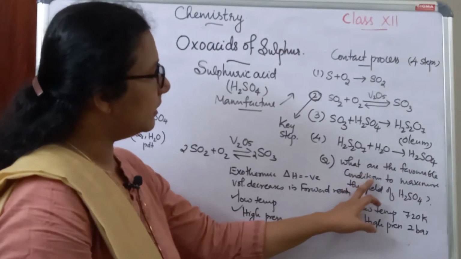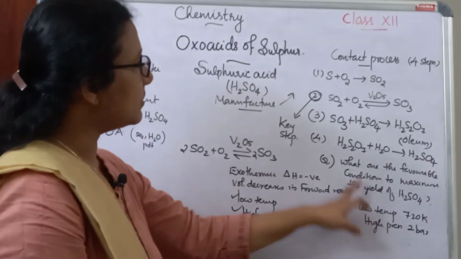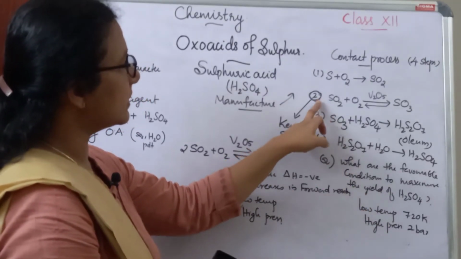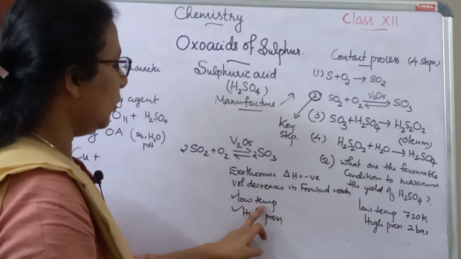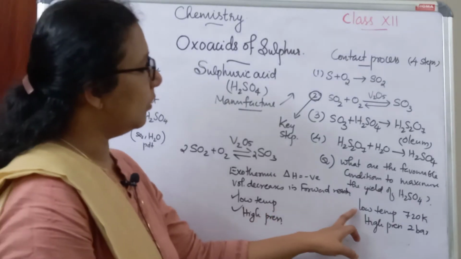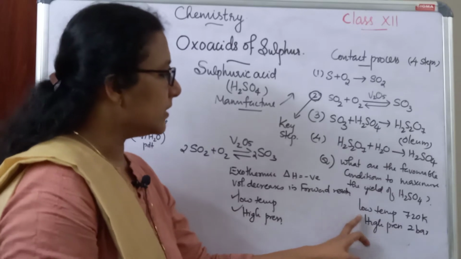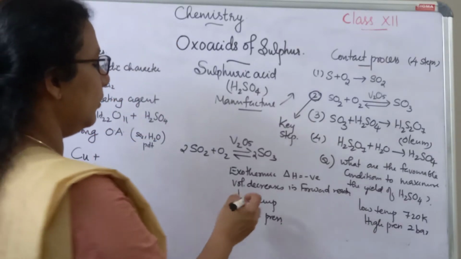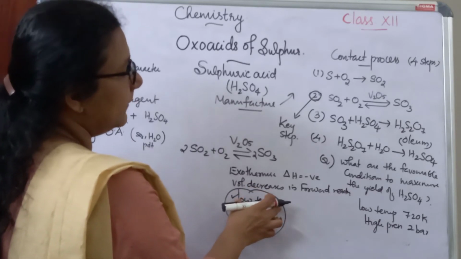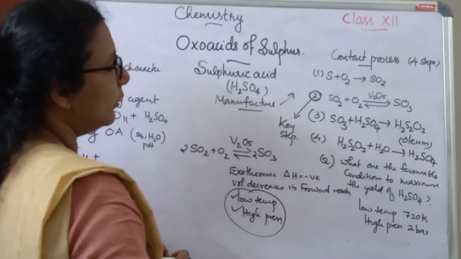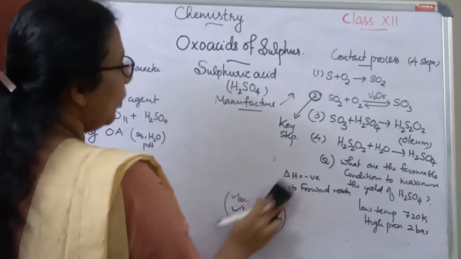So what are the favorable conditions to maximize the yield of sulfuric acid? That is an important question. Here we have to check the second step, which is the key step, and apply low temperature and high pressure. Low temperature means 720 Kelvin and high pressure 2 bar. These two conditions are very important to maximize the yield of sulfuric acid. Then let's see the properties.